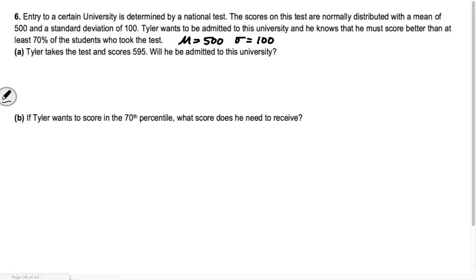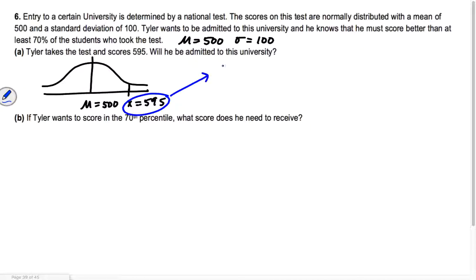Tyler wants to be admitted to this university, and he knows that he must score better than at least 70% of the students who took the test. Part A is just like what we've done. He takes the test and scores a 595. We'll figure out his percentile score by changing it to a z-score: 595 minus the mean of 500, over the standard deviation of 100. So I get 95 divided by 100, which is 0.95.